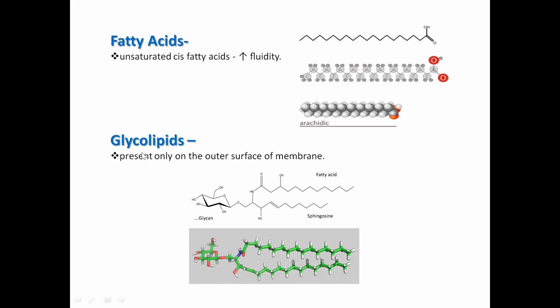Okay, next we will talk about the glycolipids. They are present only on the outer surface of the membrane. You can see they are present on the external side of the membrane. This is the carbohydrate moiety, and another part is the fatty acid. Some sphingosine is also present. So glycolipids have the lipid fatty acids, and this is the carbohydrate moiety, so it is called glycolipid. It is actually the 3D structure of that molecule.